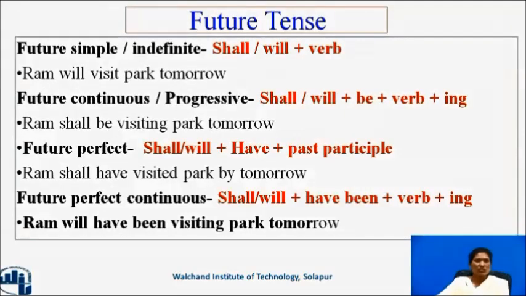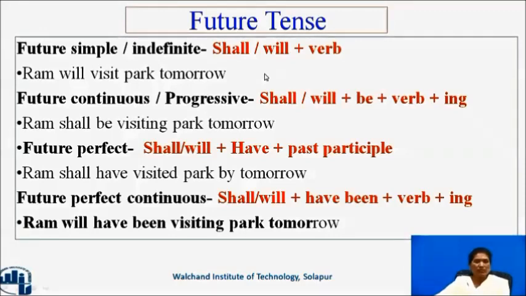So the last one is the future tense. In the future tense there are four types: simple future tense, future continuous or progressive tense, future perfect tense, and future perfect continuous tense. See the structure: shall or will plus verb. For example, Ram will visit park tomorrow. Future continuous tense: the rule is shall or will plus be plus the ing form of the verb. Ram shall be visiting park tomorrow.